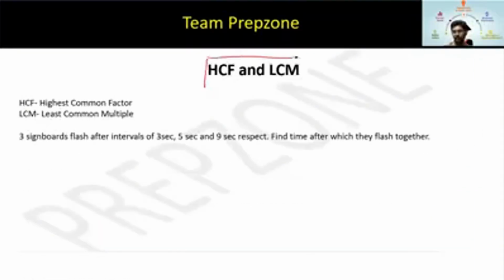So let's start HCF and LCM now. I hope that part was clear to you, the divisibility part. Now let's quickly look into the HCF and LCM part. What is HCF? Highest common factor. What is the meaning of highest common factor?